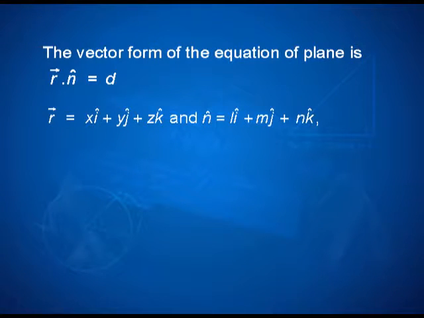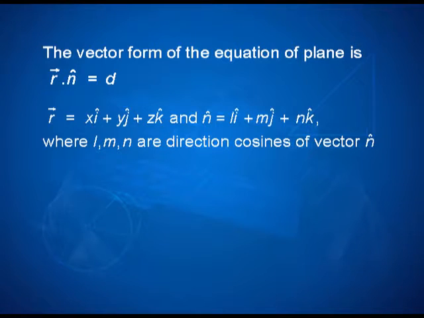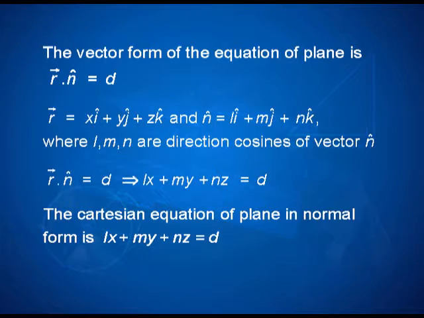Also, as I rewrite this using the vector r as x i cap plus y j cap plus z k cap and n cap as l i cap plus m j cap plus n k cap, where l, m, n are direction cosines of vector n cap. n cap, remember, is a unit vector. This gets rewritten as lx plus my plus nz equal to d. So, that becomes the Cartesian equation of plane in normal form.